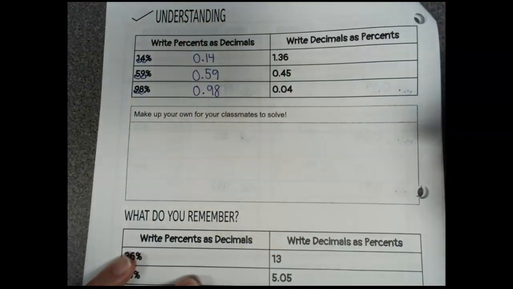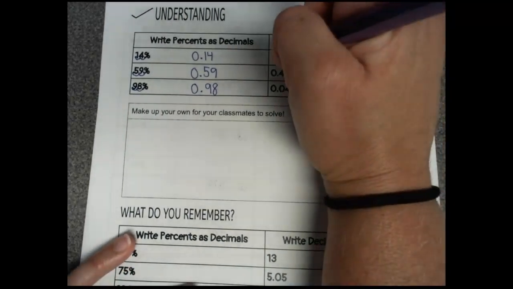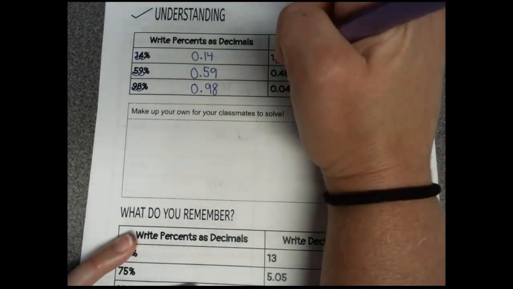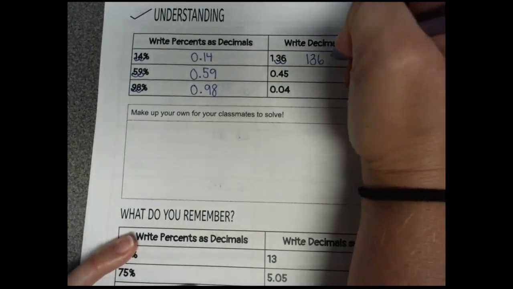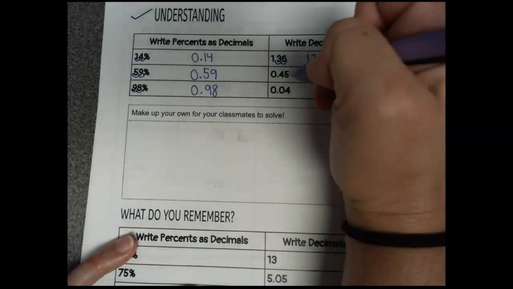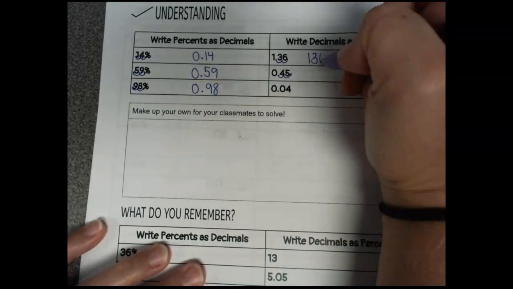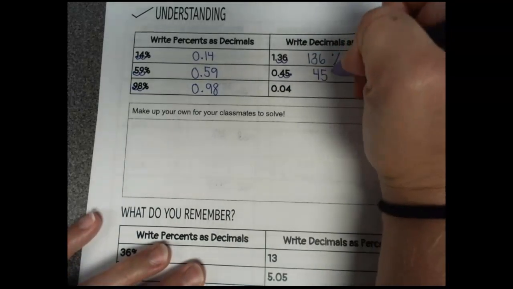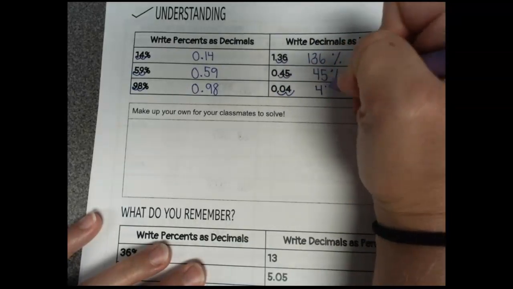Now we're going to take this decimal and make it into percent. So we're going to move it to the right this time. 1, 2, so 136, and we're changing them to percents, so we have to put a percent sign. On the next one, we're going to move it 2 spots to the right, 45%. And lastly, we're going to move it 2 spots to the right, and we get 4%.